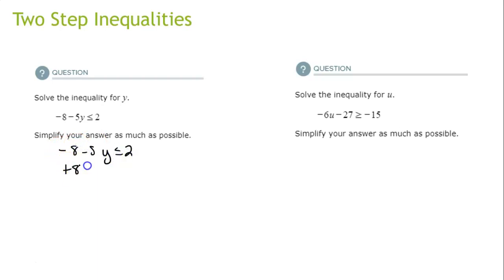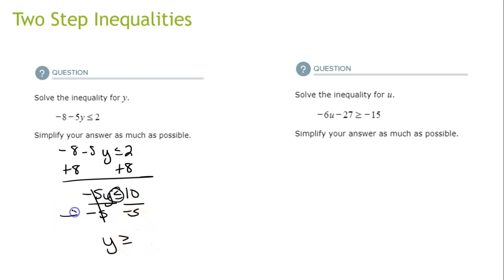You want to add 8 to each side. So we have -5y is less than or equal to 10. Here we divide both sides by a negative, so we have y is greater than or equal to... I'm going to flip my less than or equal to over because I divided both sides by a -5, so y is greater than or equal to 2.